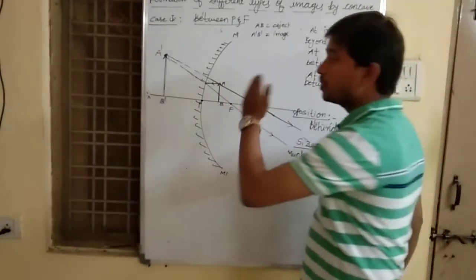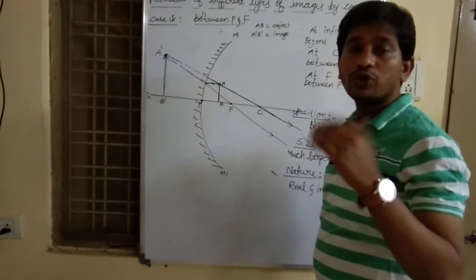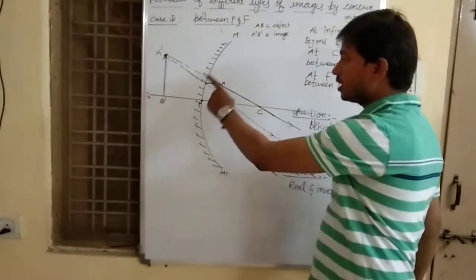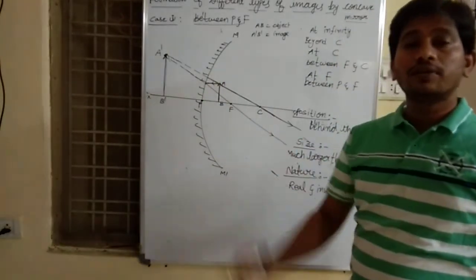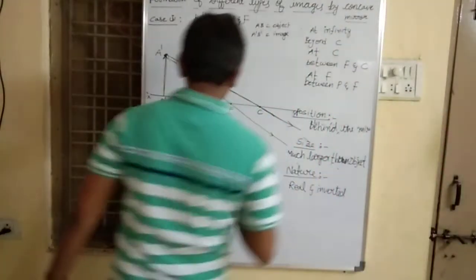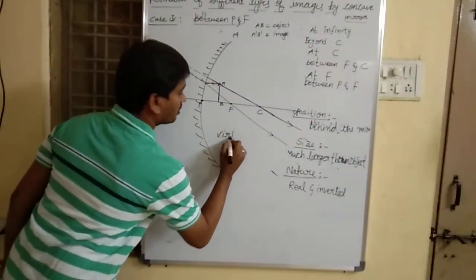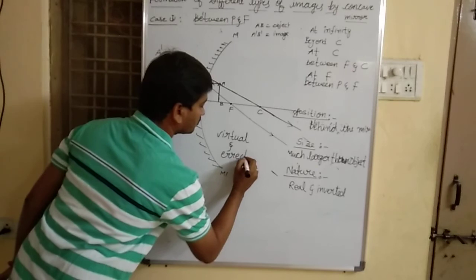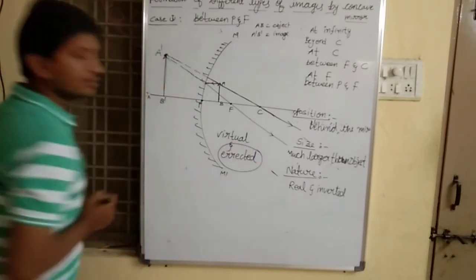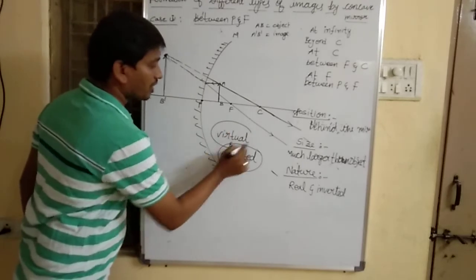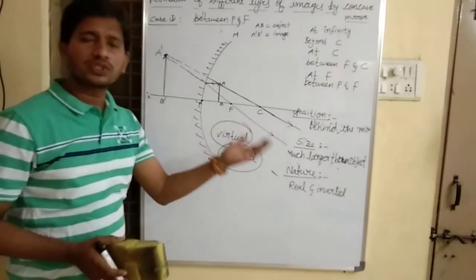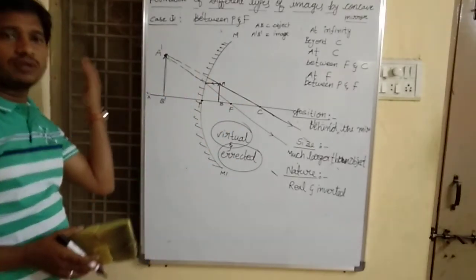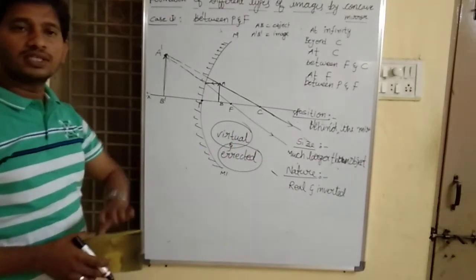Because the image is formed on the back side of the mirror, it cannot be caught by a screen. That is called a virtual image. So the nature of the image is virtual and erect, which is a special case. What is the meaning of virtual? Virtual is nothing but an image which cannot be caught by the screen. We got the image on the back side of the mirror, that's why we call it a virtual image.